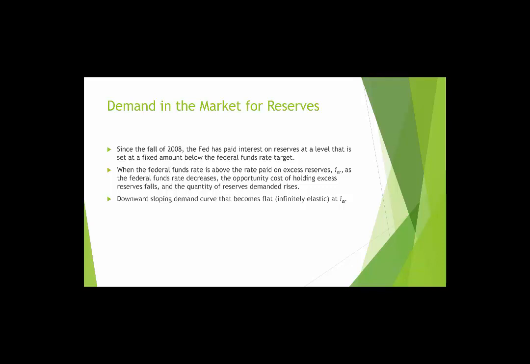So we have a downward sloping demand curve that then becomes flat, or infinitely elastic, we would say, at this IOR. So the demand curve slopes downwards. In other words, the demand for reserves falls as the interest rate falls. Why? Because why have those reserves available to lend if you can get a reasonable rate at the Fed? And of course, they become infinitely flat at IOR, the amount that the Fed actually pays.